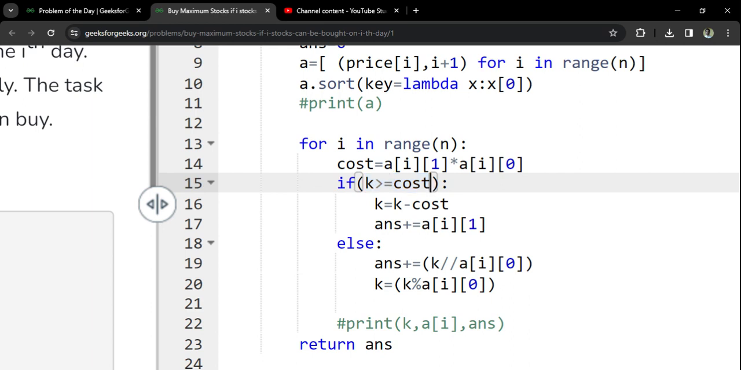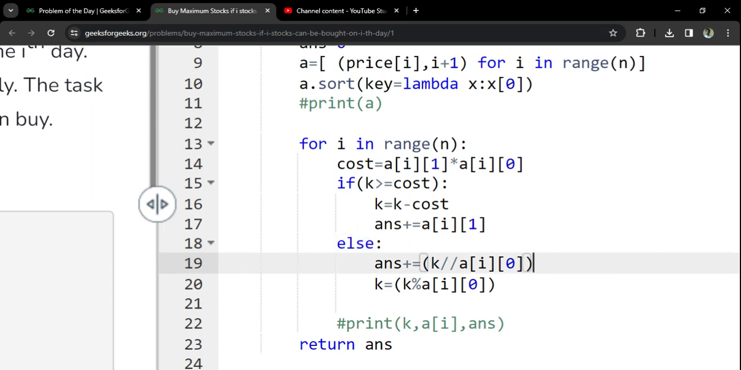If this condition is not true, we are coming to the else part. That means we cannot buy what is allowed, that's the max limit that is allowed. If we come to the else case, we cannot buy all of them. We cannot purchase what is the max limit set. Then we are coming to the else condition.